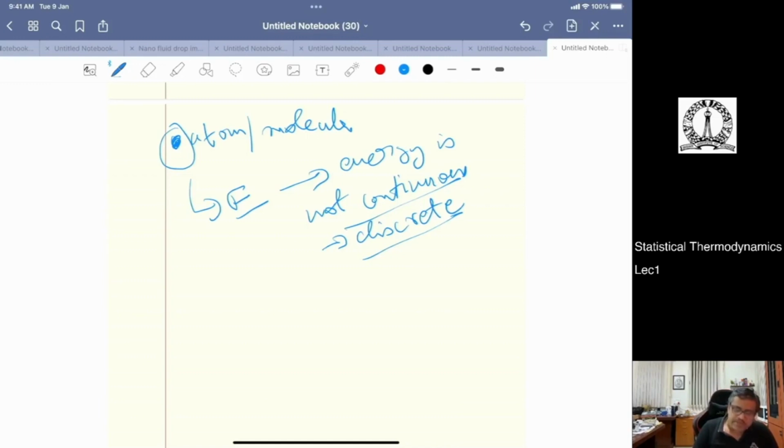It is discrete because these atoms or molecules can only have certain distinct energy values. They cannot have all energy values. This atom or molecule can have energy, say E1, E2, E3 and so on, but not continuous. Between E1 and E2 they cannot have some kind of energy, say 1.5 E1.